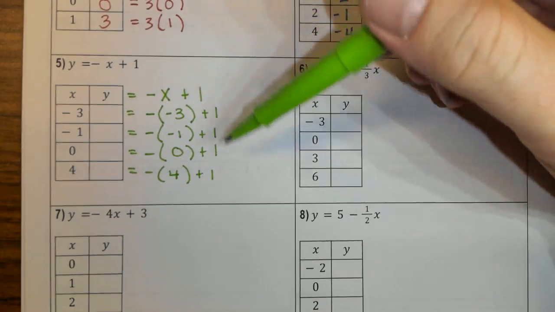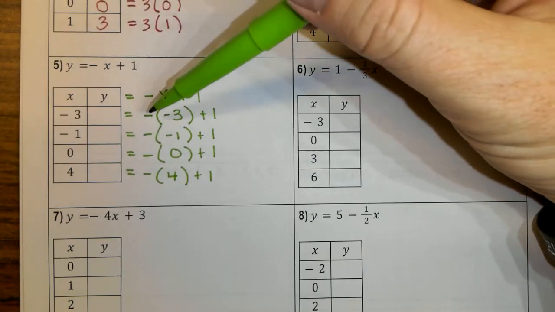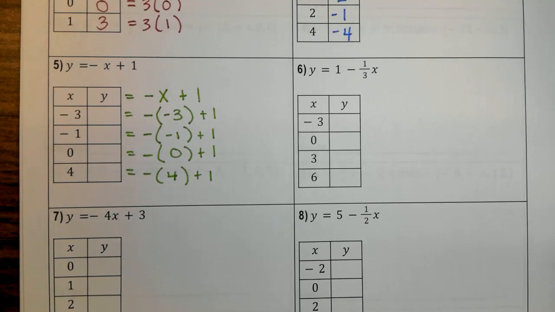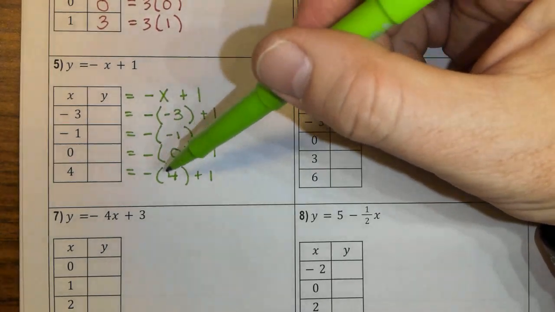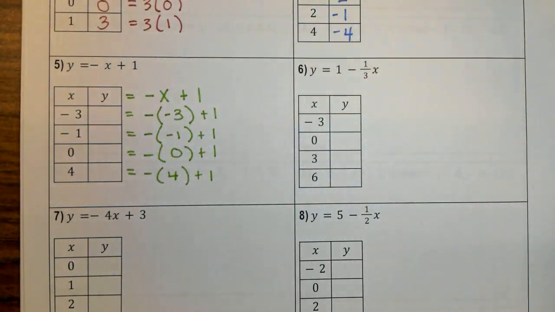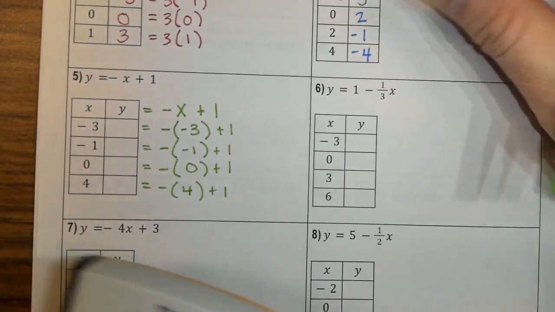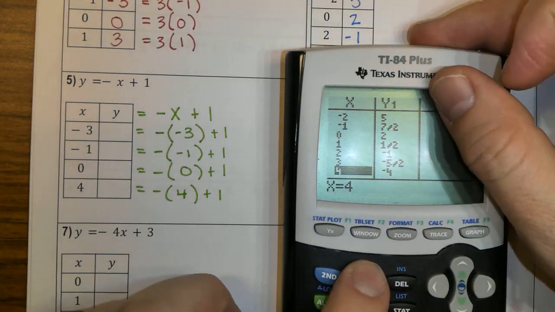Now look, I wrote it all out, but if you're worried or nervous or not confident about negatives, especially when you have all these different ones that are negative, negative, negative, positive, you can certainly type all of these in the calculator either way, just to check yourself. And hold on.